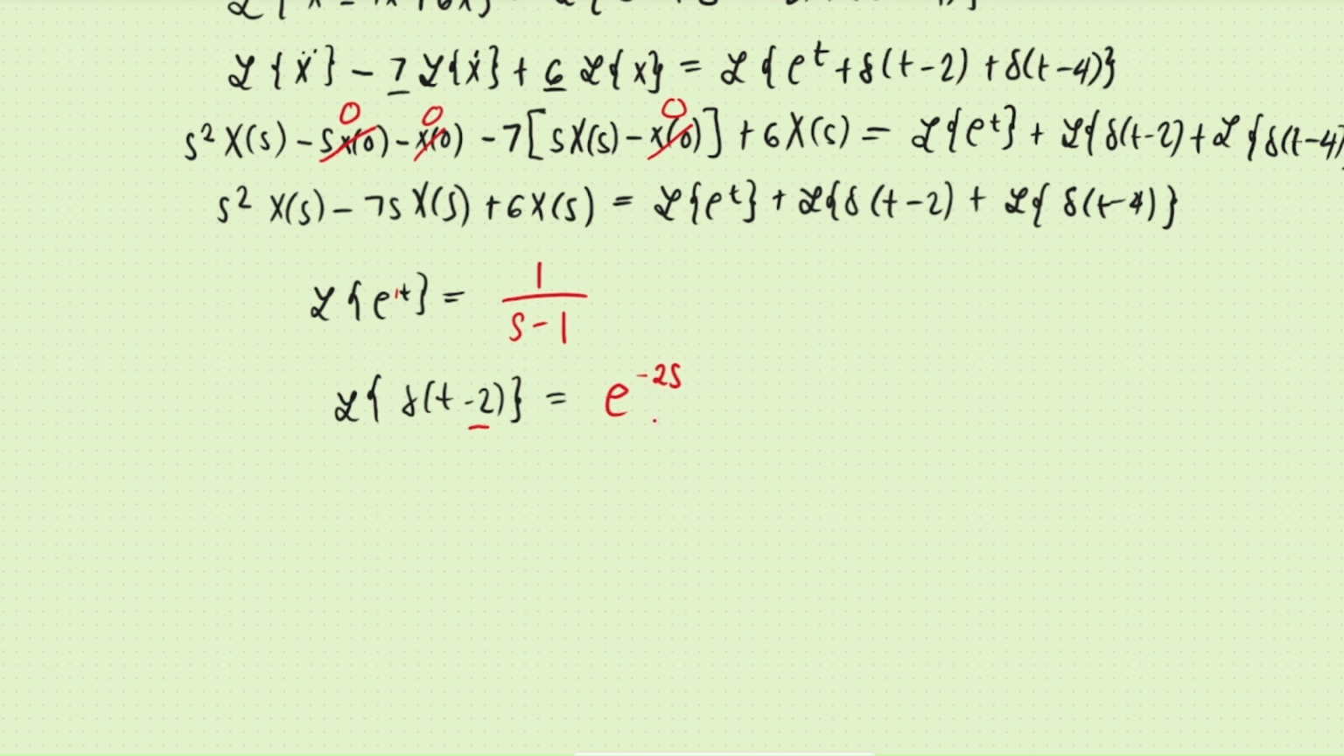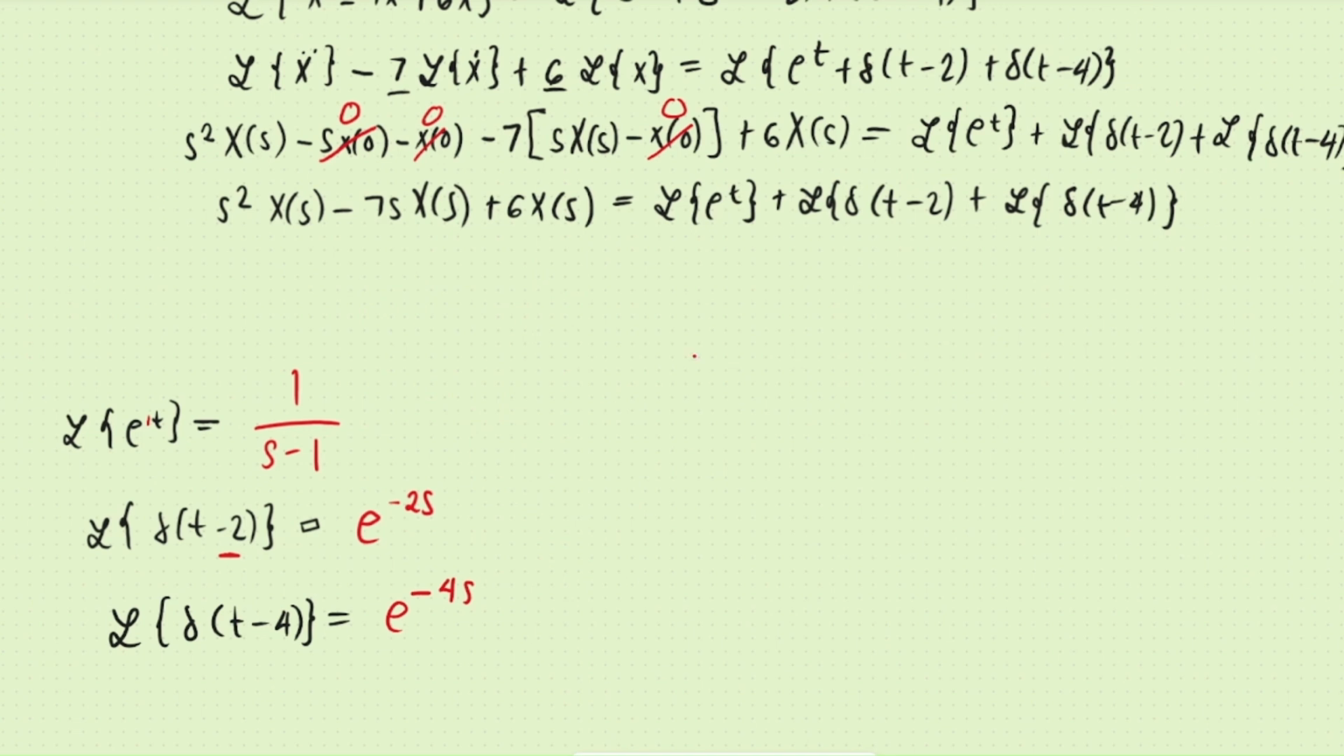Now we have a Laplace transform of e to the negative 2s. How about the Laplace transform of the Dirac delta of t minus 4? That's just e to the negative cs, where our c is 4, so we plug in that c here, and our answer is e to the negative 4s. Okay, so I'll copy these things here in the right hand side of the equation.